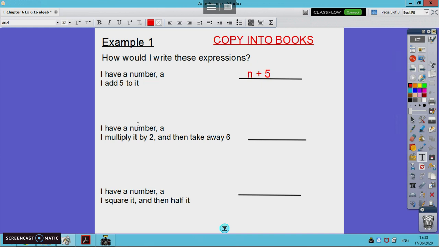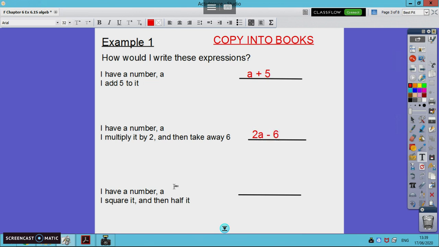Next one. Oh, hang on, let me just go back, because it says I have a number A, I add 5 to it. So what this is telling us is that the number has to be represented by the letter A. So again, I have a number A, I multiply it by 2. That will become 2A, because 2 times A means 2A, and then take away 6, so minus 6.